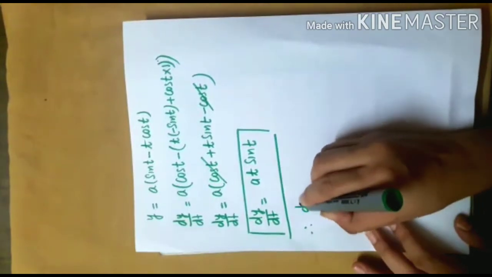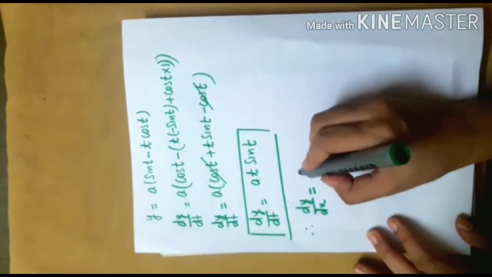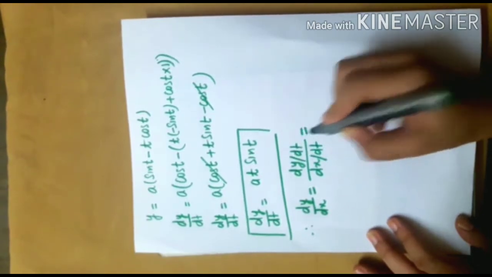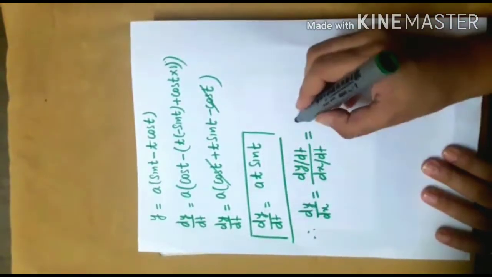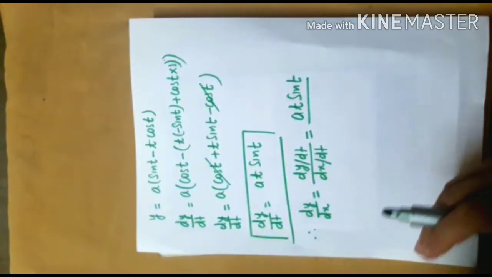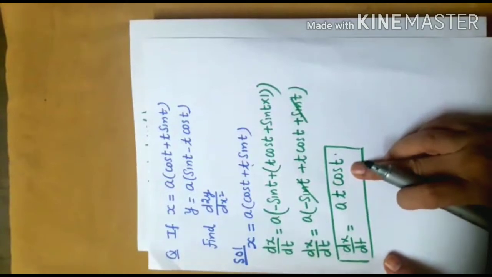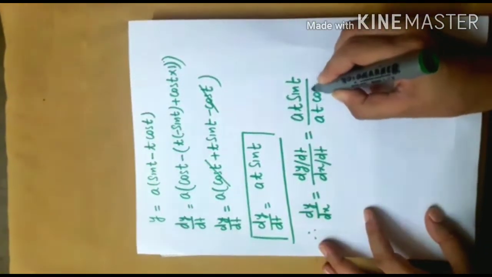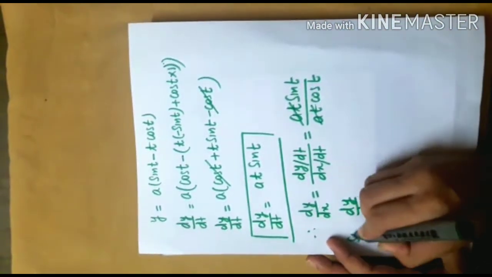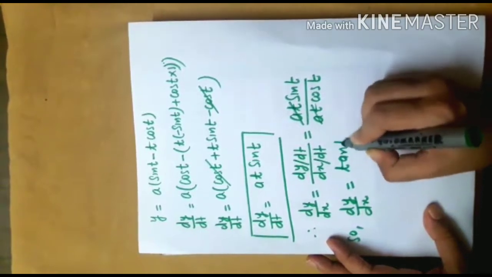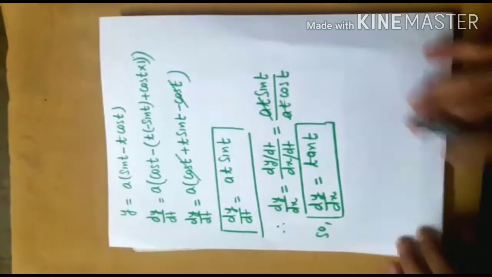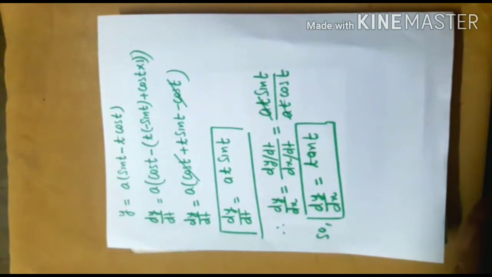So therefore dy by dx will be dy by dt over dx by dt. So substitute the values. Dy by dt is a t sin t and dx by dt is a t cos t. So this will get cancelled out. So dy by dx is tan t. Right? Now I have obtained the first order derivative.